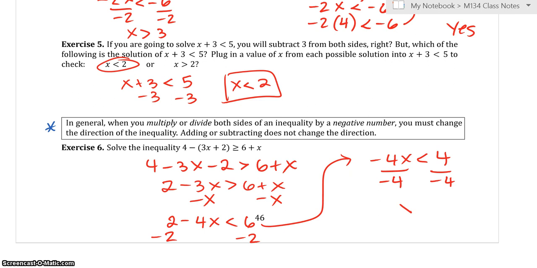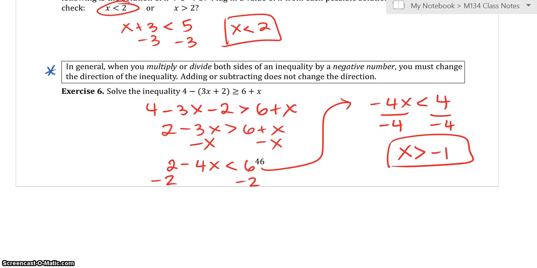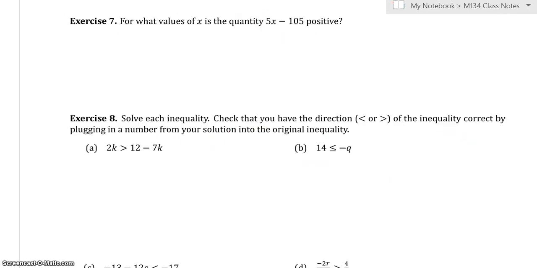What do you do when you divide by a negative? You reverse that direction, whether it's a positive answer or a negative answer. That's the answer to exercise 6. So now let's turn the page. Exercise 7 is just written a little differently, but it's the same thing.